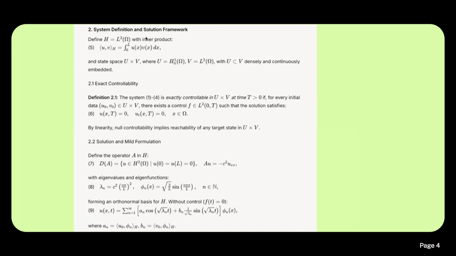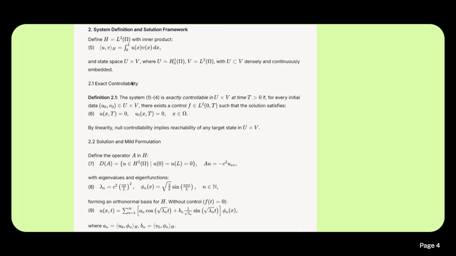So here we define some spaces, like the Hilbert space L^2(Omega) with inner product (u,v)_H equal to the integral from 0 to L of u(x)v(x) dx, and U times V. V is H_0^1(Omega), the Sobolev space, V is L^2(Omega), then U is embedded in V densely and continuously.